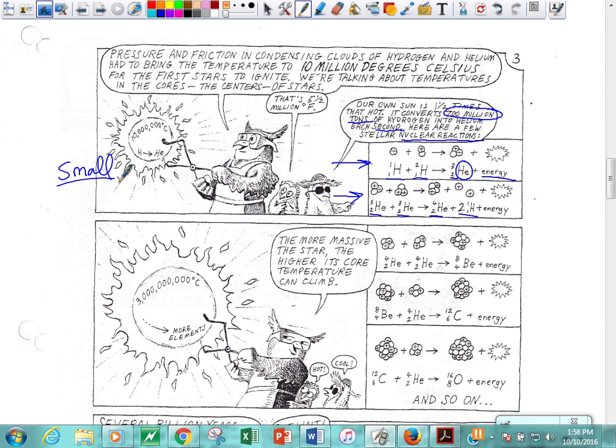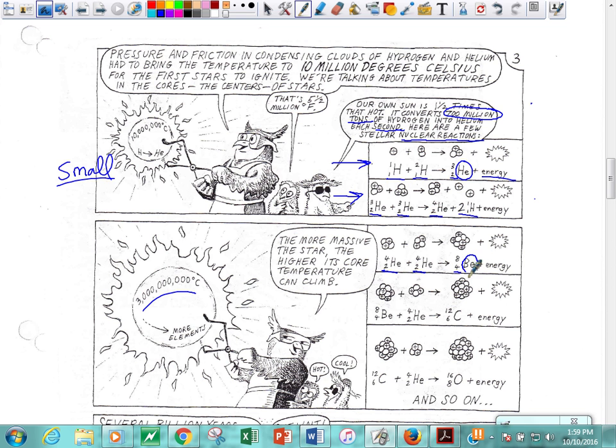Okay, now let's go to more massive stars because our sun is pretty small. There's bigger ones out there. You can find a lot bigger stars in the universe. Okay, so let's read it. The more massive the star, the higher its core temperature can climb. And when you have higher temperatures, you can fuse more elements together, larger elements. So this happens in larger stars. What's 2 plus 2, guys?